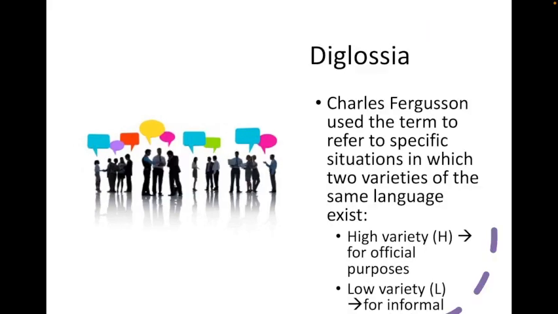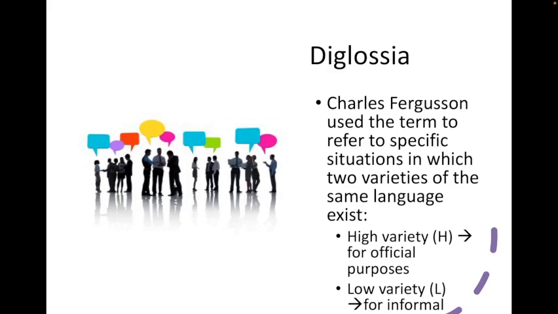Okay, we also have the term diglossia. Diglossia is a term by Charles Ferguson, which refers to specific situations in which two varieties of the same language exist. We have the high variety and the low variety. The high variety is for official purposes, and the low variety is for informal purposes. Okay, so let me give you an example for that.